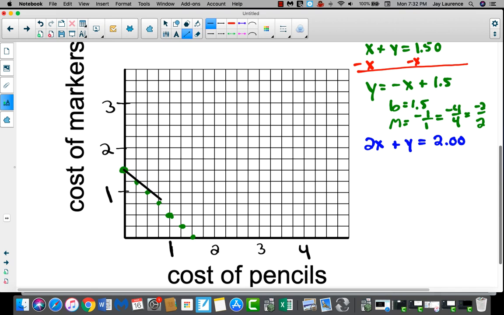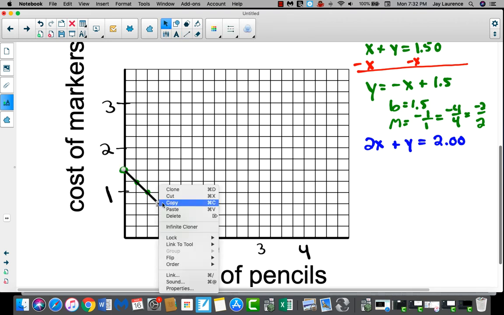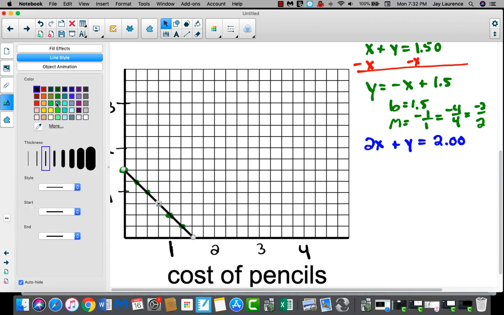Now I'm not going to draw a full-blown line on this one, because as soon as I cross the x-axis and y-axis, I end up dealing with negative amounts. Can a pencil or a marker cost a negative amount of money? Of course not. That's why I'm not going to worry about it. Okay? So I have that right there.